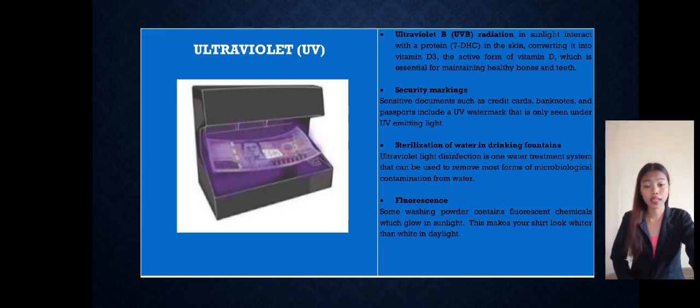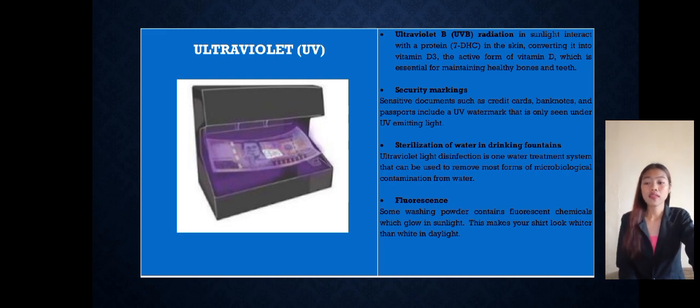And we have the security markings. Sensitive documents such as credit cards, banknotes, and passports include a UV watermark that is only seen under UV emitting light. And we have the sterilization of water in drinking fountains. Ultraviolet light disinfection is one water treatment system that can remove most forms of microbiological contamination from water.